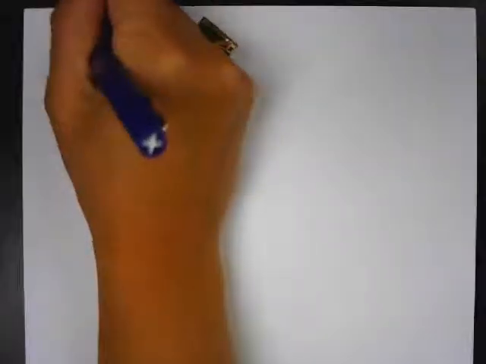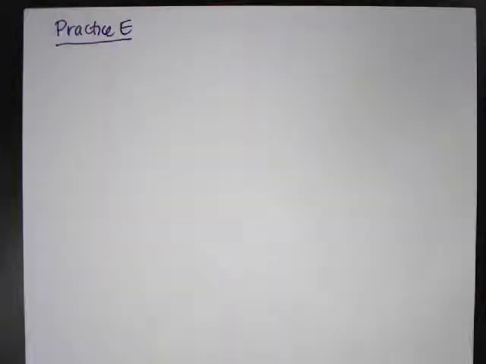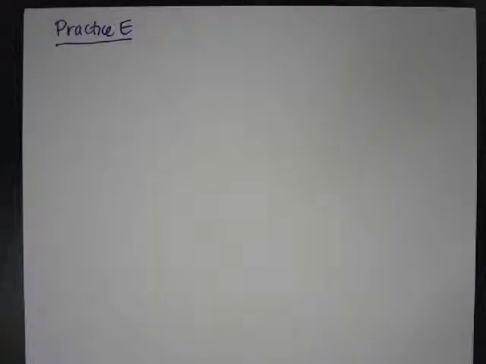Okay, today we're going to do practice E. Now the first problem says to look at sample problem E from the textbook, so I typed sample problem E above it. What you need to do is get the information in the given from the sample problem and then use that to answer number 1.